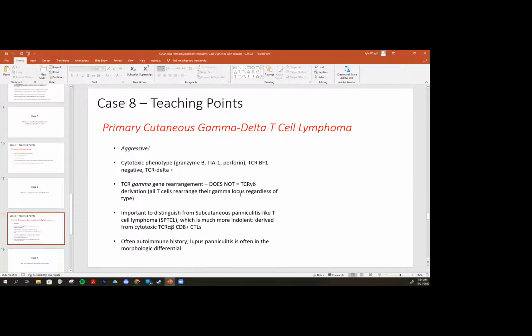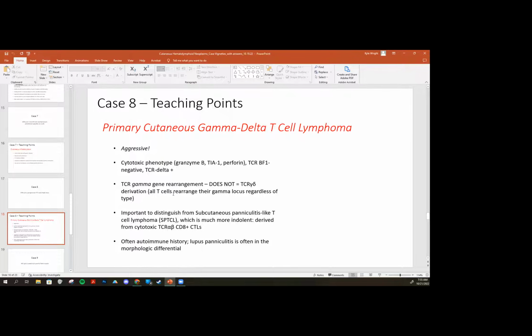And just as a word of caution, I've had to explain this to multiple people, but oftentimes when we submit for TCR gene rearrangement, you're doing this on the gamma locus. The primers are designed to assess the gamma gene rearrangement, the gamma locus of TCR. If you get a positive clonality test in this setting, it does not mean that it's of TCR gamma delta derivation, because all T cells, regardless of if they're alpha beta T cells or gamma delta T cells, rearrange their gamma locus.